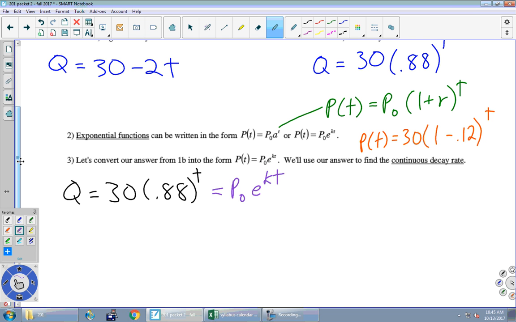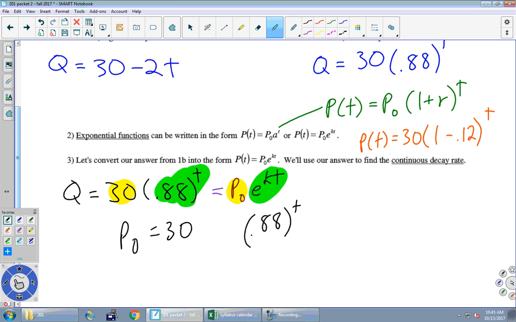So we are going to change the way it looks. We're going to force it to be in this e to the something form. Okay, so then we're just going to separate our pieces, right? Clearly 30 is playing the role of the P0. That part's easy. So the harder part is that all of this is supposed to be the same as all of that. So we're just separating the obvious pieces. So P sub 0 is for sure 30. And then the other equation is the harder one. 0.88 to the T is supposed to match up with E to the K T.